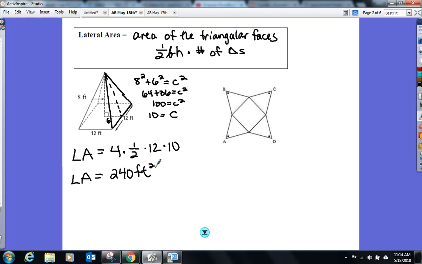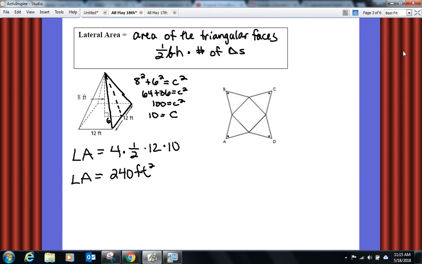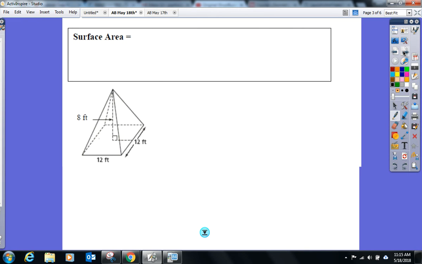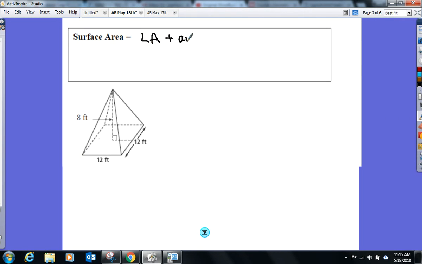Are we okay? Questions on that part? What's surface area now? Take the area I just found and add in what now? A base. It's a pyramid, so only 1 base today, not 2 like yesterday in the prism. So add in the base. Same pyramid I've given you guys now. So the surface area is your lateral area plus the area of the base. Remember, surface area is the whole thing. So add the base back on.